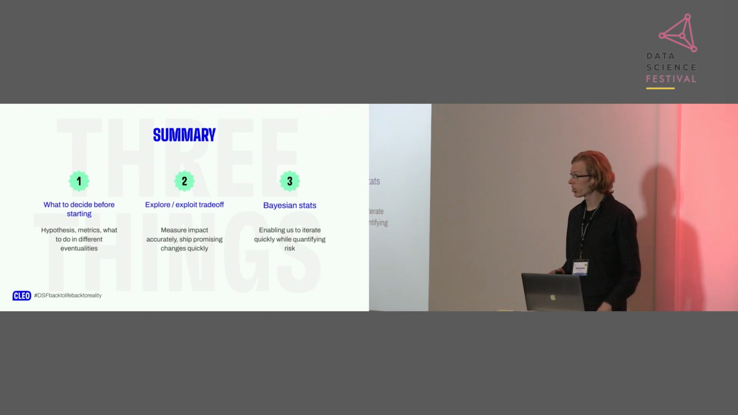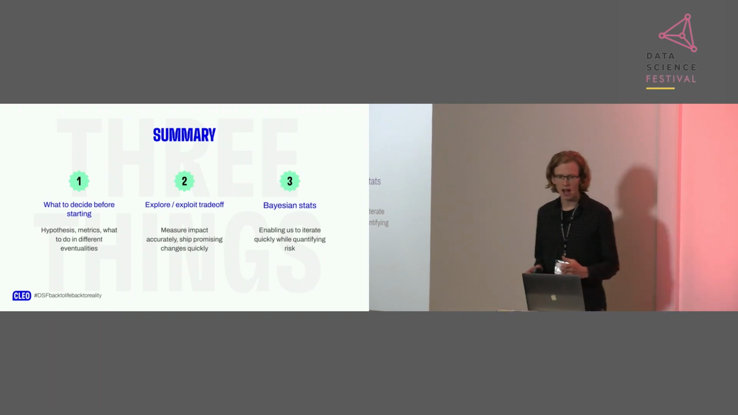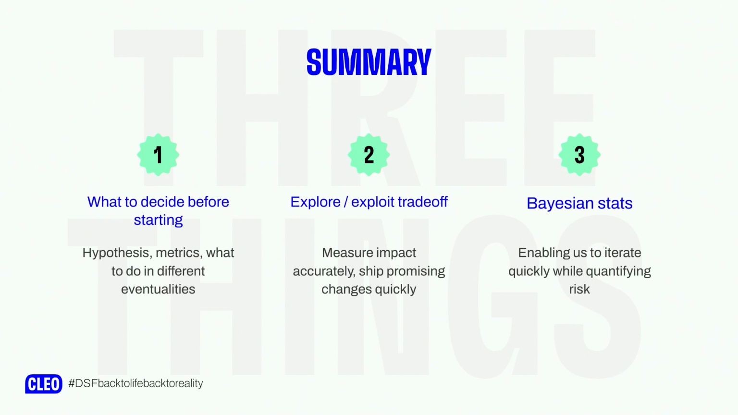So I would say if there are three things to take away from the talk, the first is about the scientific method and really choosing things up front, like the hypothesis and the metrics, before starting the test. The second is about the explore-exploit trade-off in A/B testing. And the third is how Bayesian stats have enabled us to address that explore-exploit trade-off, using win rate to quantify which treatment is better, and expected loss to quantify the risk of choosing that winner at any one time.